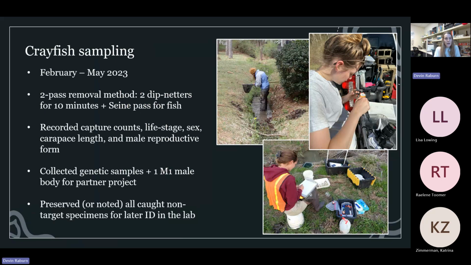And then we preserved or noted all of the other non-target specimens that we caught for later ID in the lab and put those into a database. And after we collected all of the information on our rivulet crayfishes, we returned them to the stream alive.